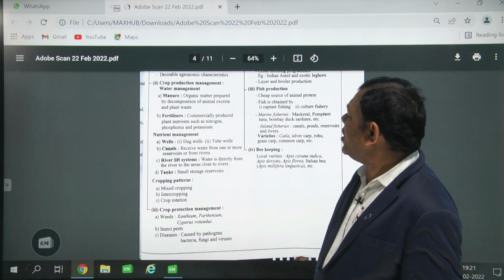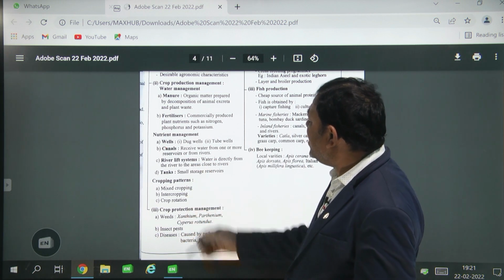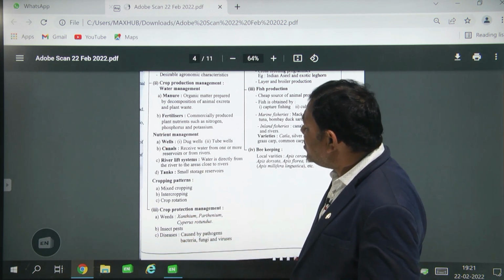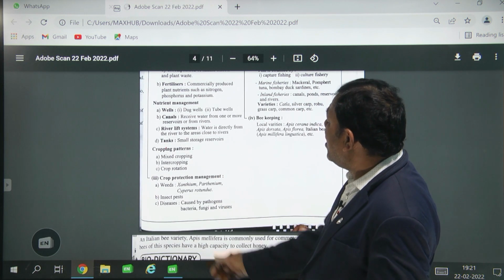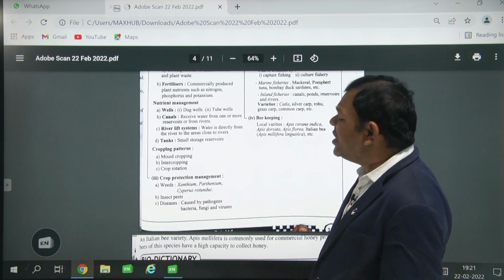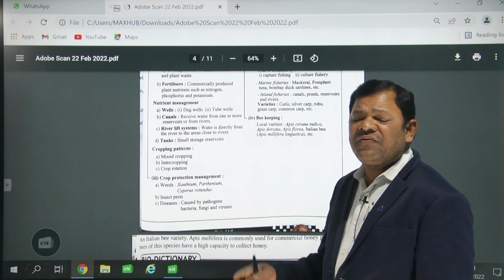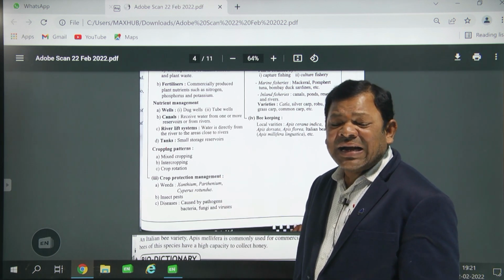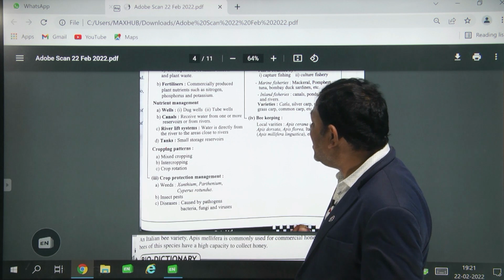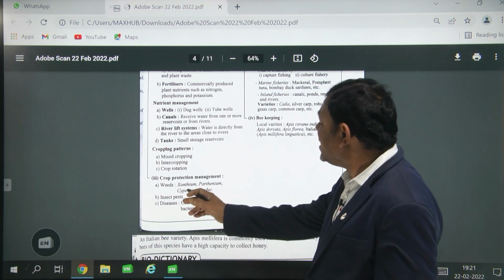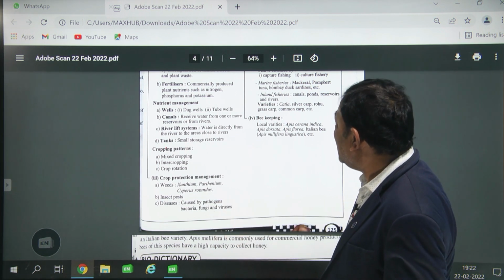Nutrient management. Okay. So especially we are using wells, canals, river lift systems and tanks. Cropping pattern: you can use mixed cropping, intercropping, crop rotation methods. Okay, crop protection methods, crop protection management. We can control the weeds. Weeds are very dangerous unwanted plants. They can grow along with the crop plant. If they continually grow, they decrease the crop productivity. Example, xanthium, parthenium, cypress. Insect pests and diseases, most of them caused by bacteria, fungi and virus.